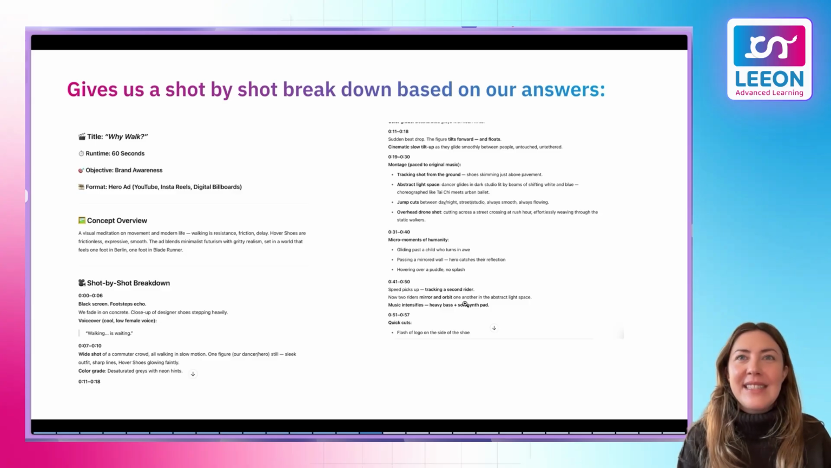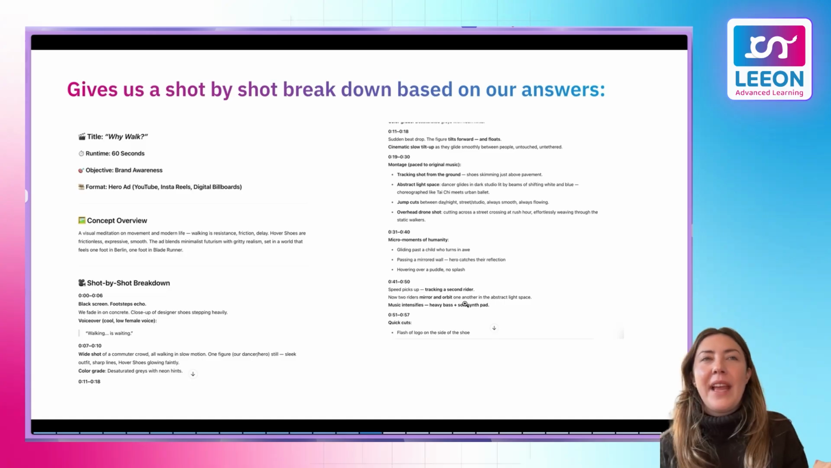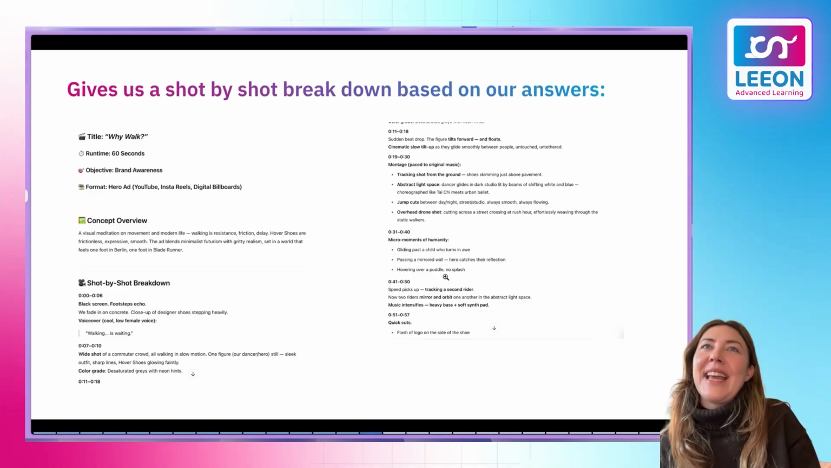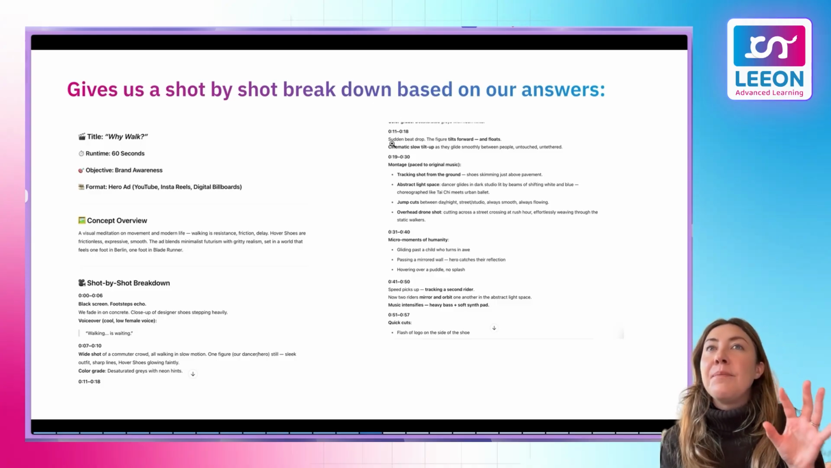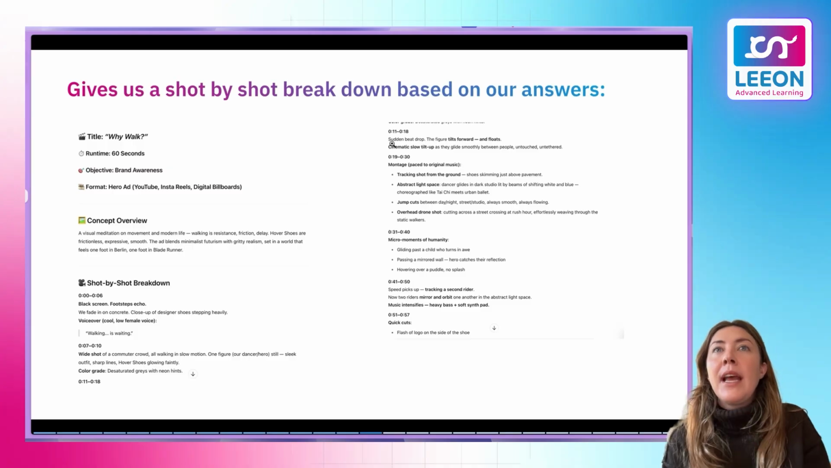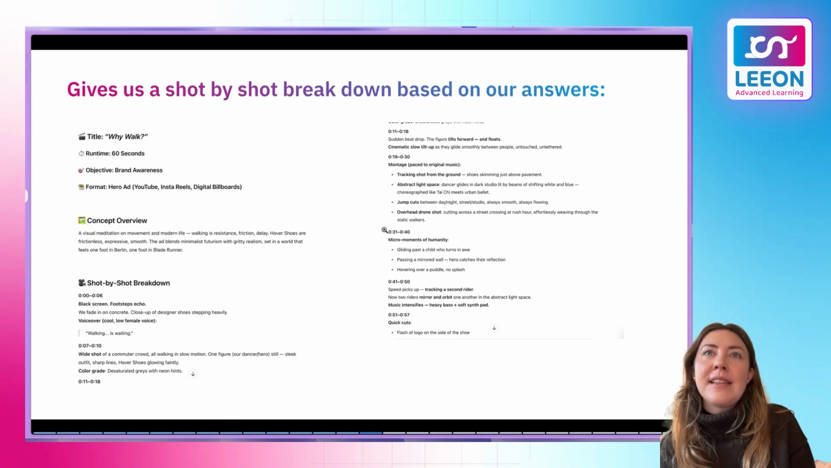But if I didn't, I could say, no, they do something else. They actually, I don't know, shoot steam or something. Whatever makes sense. But I really like this. Okay. Then it says a sudden beat drop. So it also talks about the music here. The figure tilts forward and floats. Cinematic, slow tilt up as they glide smoothly between people, untouched, untethered.